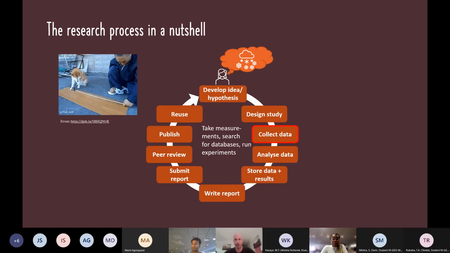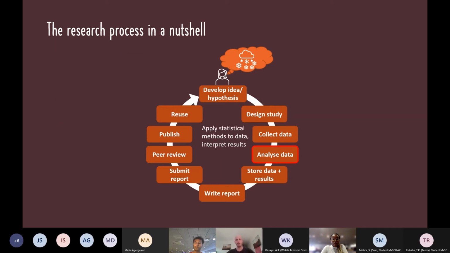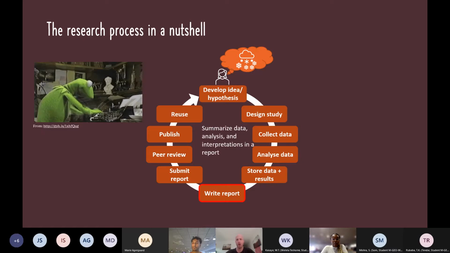Afterwards, she collects data, for example, by taking measurements, or by looking for databases that have data on the number of snow days in the last years. Then she applies some statistical methods to the data and interprets the results. She also needs to decide where to store the data and the analysis. Once she is done with analyzing the results, she summarizes all her work in a report.